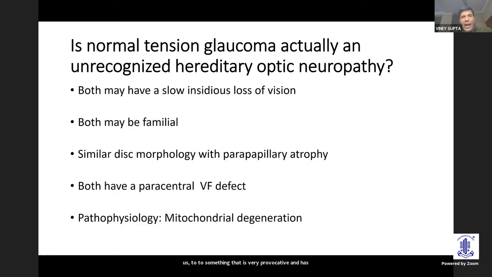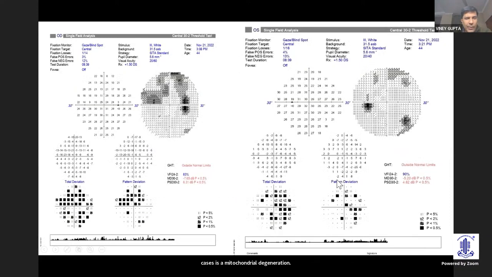normal tension glaucomas are actually unrecognized hereditary optic neuropathies, because both of the diseases have a slow, insidious loss of vision. Both are familial. Both can have a similar disc morphology with paracentral visual field defects. And finally, and most importantly, the underlying pathophysiology in both cases is a mitochondrial degeneration. So actually, they are both kind of similar diseases. This was another case in support of the similar situation.